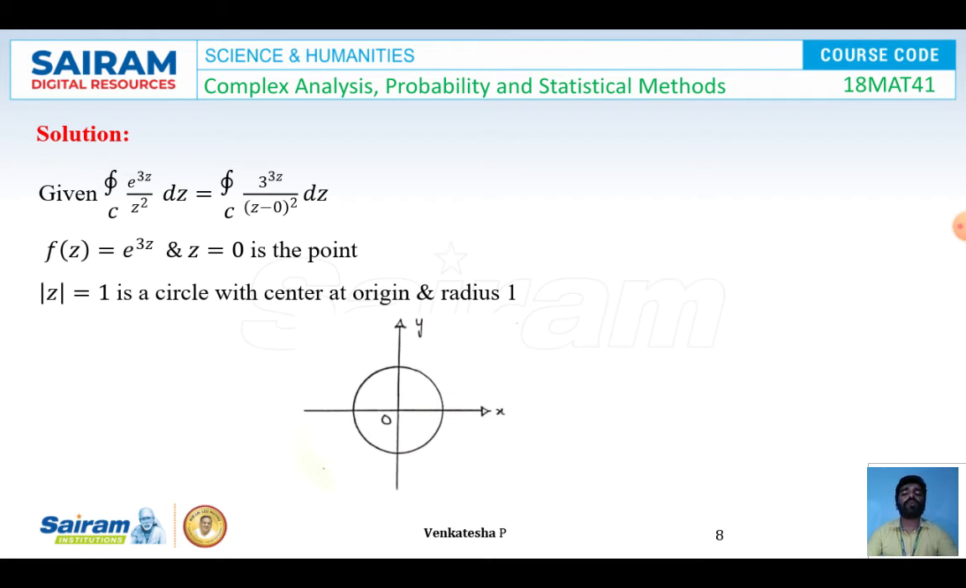So by comparing both the equations, we can take the function f of z is equal to e power 3z, the point z is equal to 0, and the value of n is equal to 1. Now plot the circle mod z is equal to 1. It's a circle of radius 1 with center at origin. So this is my circle of radius 1. Now I choose the point z is equal to 0, which lies inside the curve mod z is equal to 1.